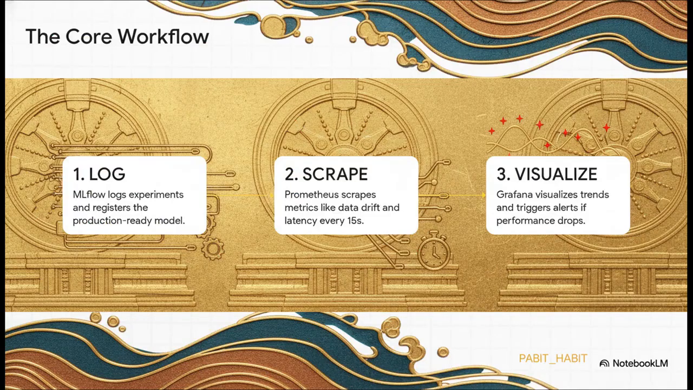Let's walk through this core workflow. It's actually pretty straightforward. First, you use a tool like MLflow to log everything about your experiments and officially register the model that's ready for prime time. Second, a tool called Prometheus is constantly checking in on your live model. Every 15 seconds, it's scraping key metrics like data drift or latency. And finally, Grafana takes all that raw data and turns it into beautiful dashboards. And this is the important part. It automatically fires off an alert the moment any metric looks fishy.